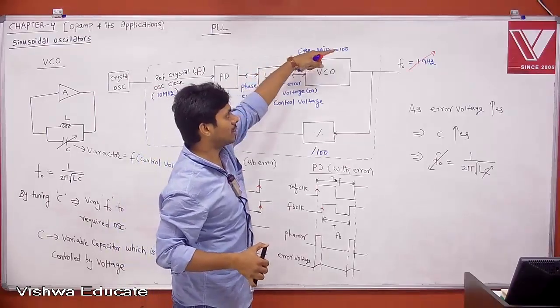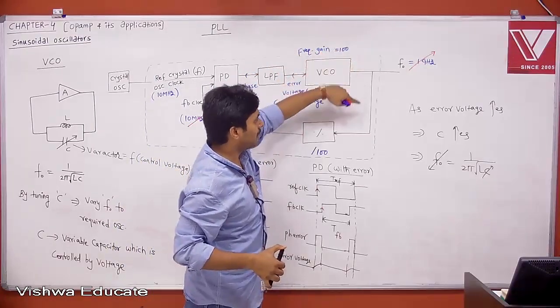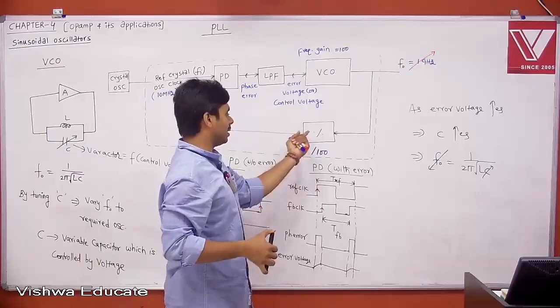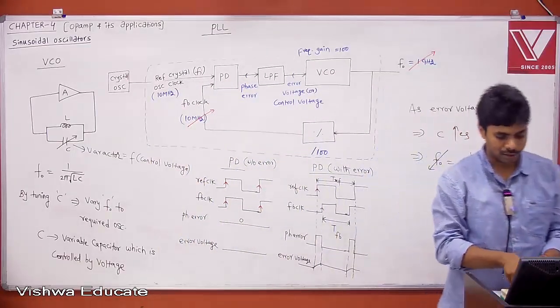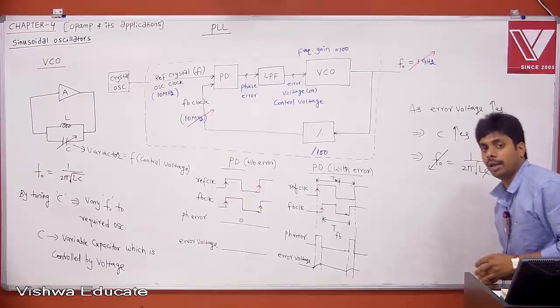That analog voltage will be converted into a sine wave. The sine wave will be converted to a square wave. The square wave will be divided. Then these are all square waves. Those things I am not explaining, but you can take it. Okay.